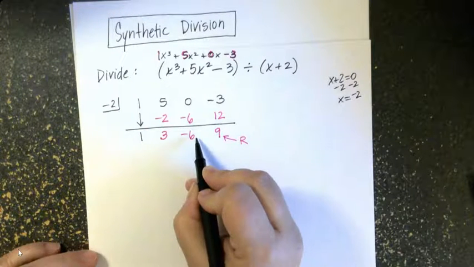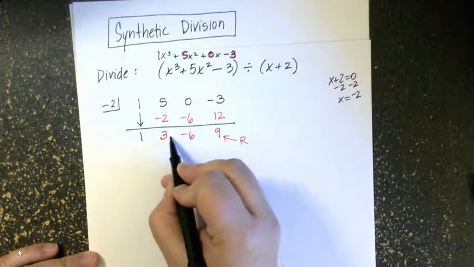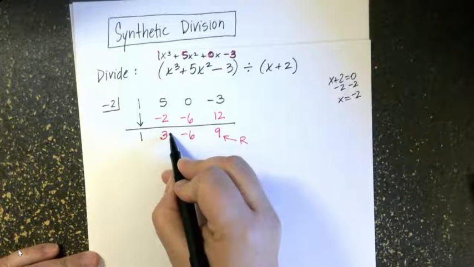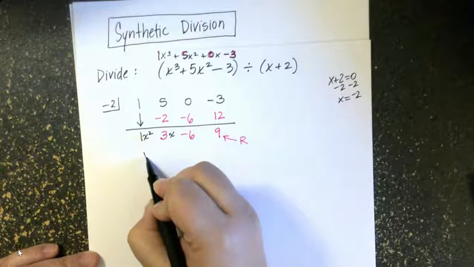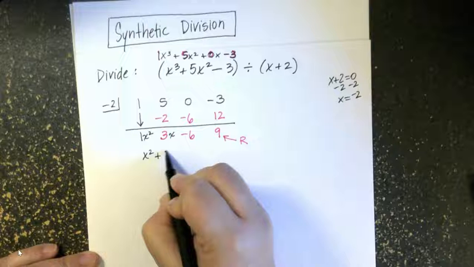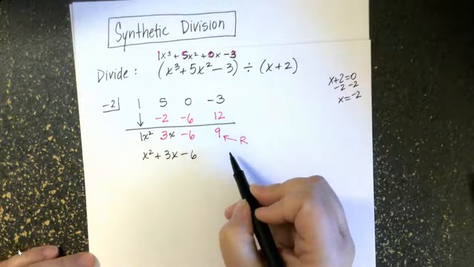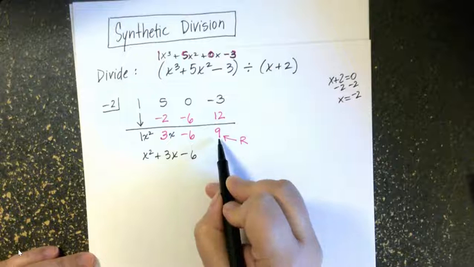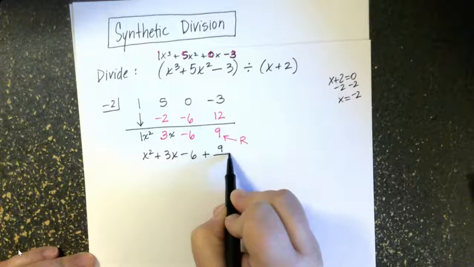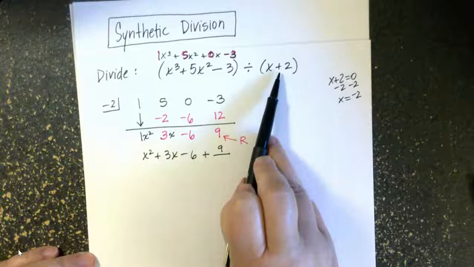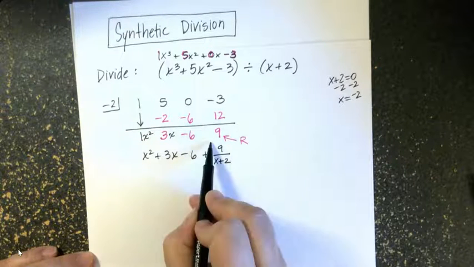Moving over from there, this is my x to the 0, or constant term. The next one's my x to the 1. Sometimes we just write it right in here. Then here's my x to the 2. So this is x squared plus 3x minus 6. And just like we do with long division, we can write our remainder as plus whatever the remainder is over what we were dividing by, the divisor. So over x plus 2. And that is one way to write my answer.